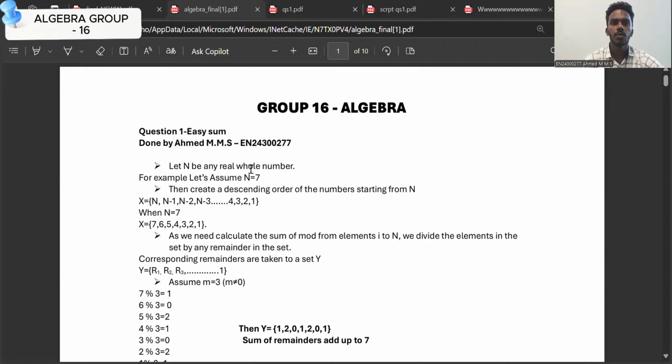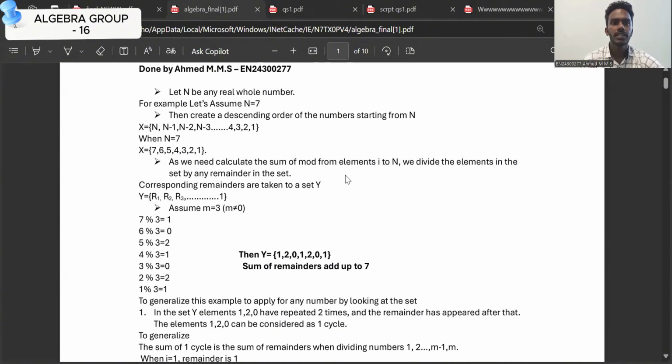Let n be any real whole number, for example, n equals 7. Start by creating a descending order of numbers from n. Now we can calculate the sum of the remainders when each number in the series is divided by m.